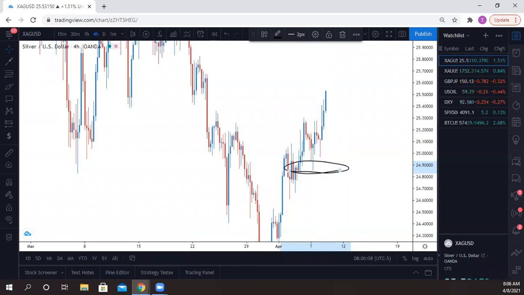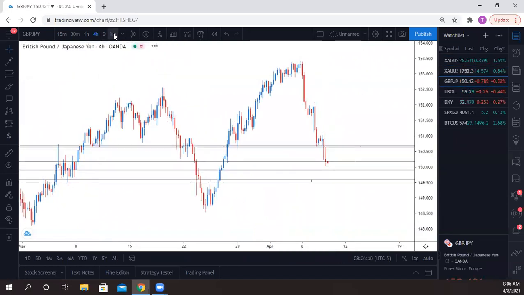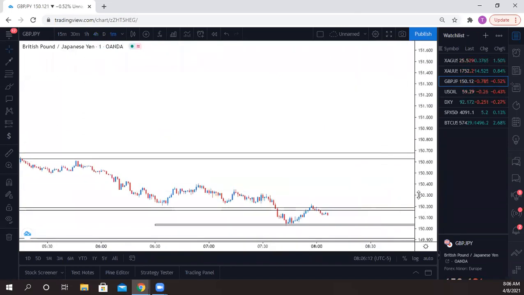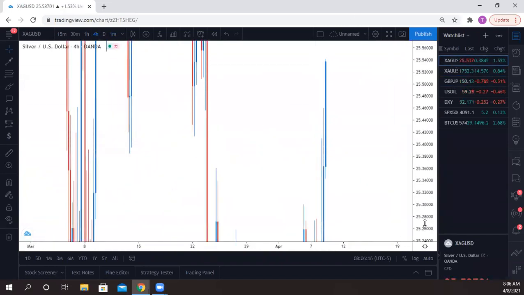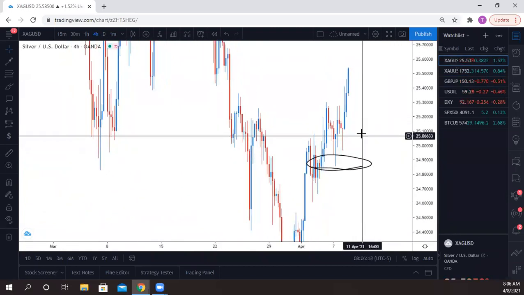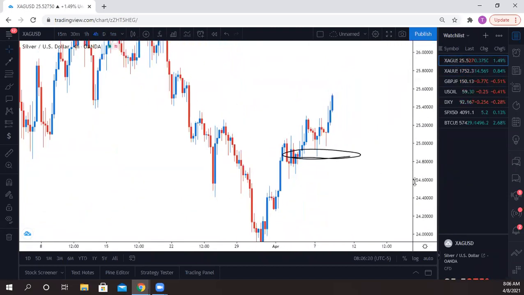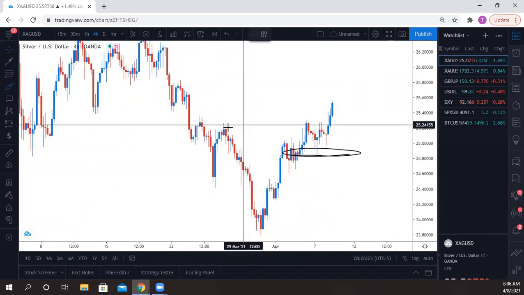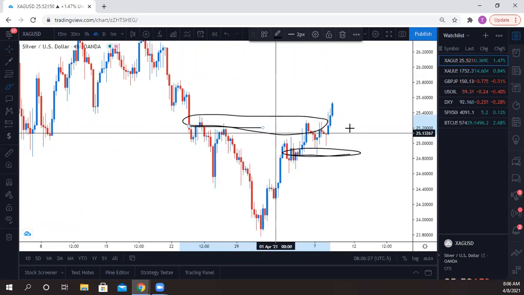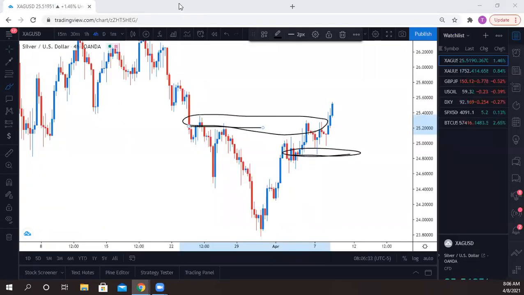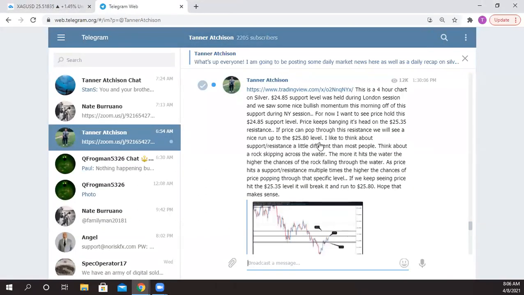And I explained the whole rock thing, right? Let me check GJ one more time to make sure it's not leaving. But I explained the whole rock idea, skipping a rock across the water, that once something keeps hitting a support or resistance, the weaker it gets to me. So this here I knew would break this week. And I stated that in the update. You can see here, here's the update. We talked about it in here.